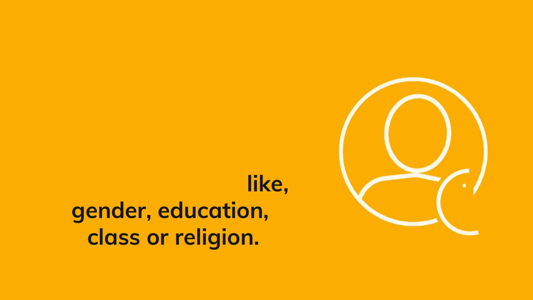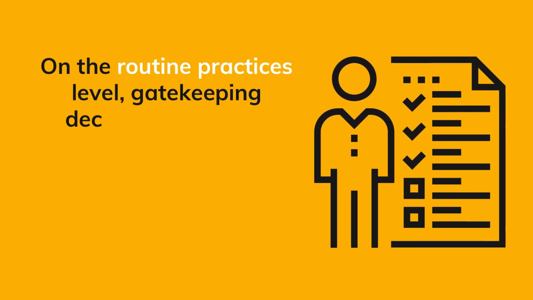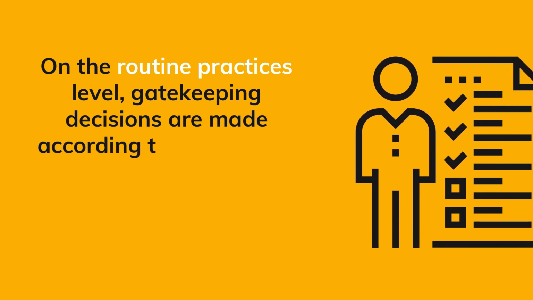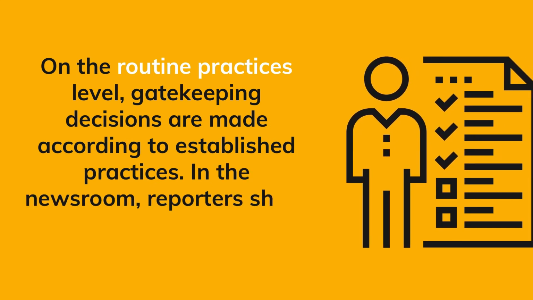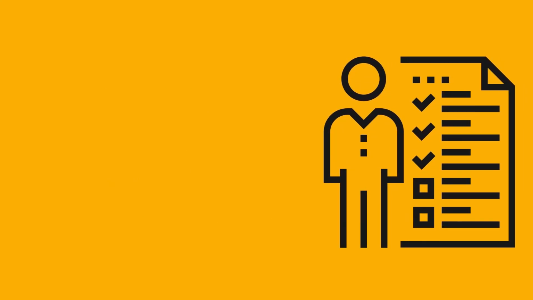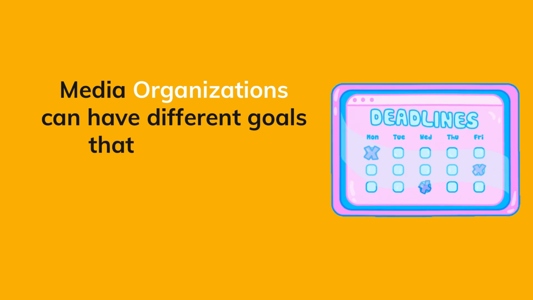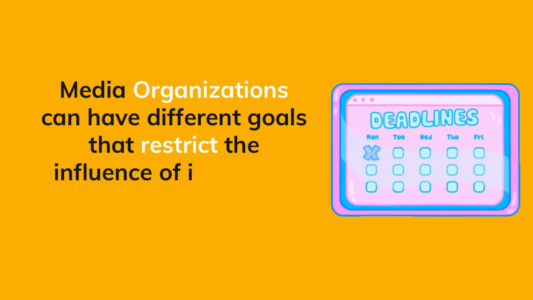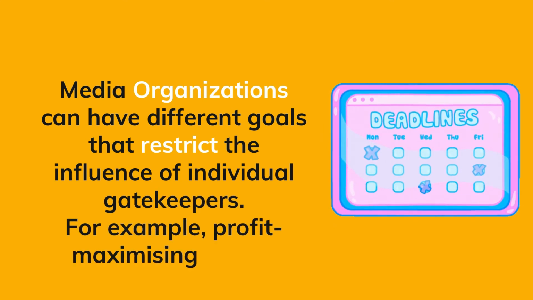At the level of everyday routine practices, the gatekeeping decisions are influenced by established practices. For example, in the newsroom, there is a shared understanding of newsworthiness. News values define whether information is newsworthy or not. The organizational policy of media organizations also constrains the gatekeeping influence of individual journalists. For example, if the organization has profit maximizing goals, the journalists will not be allowed to cover news which does not lead to profit maximization.